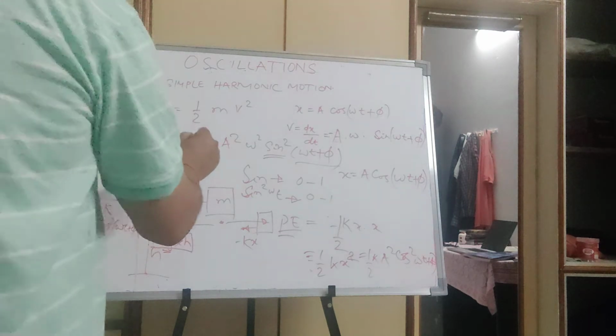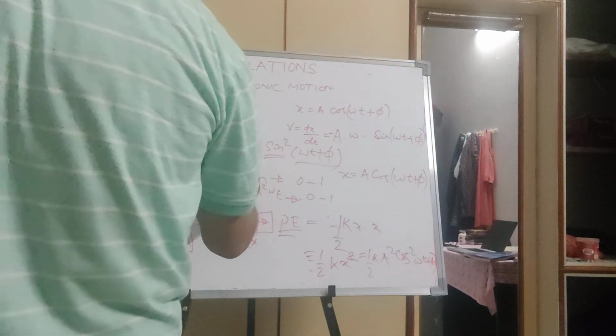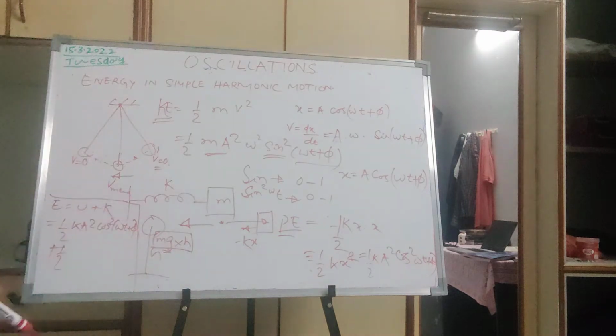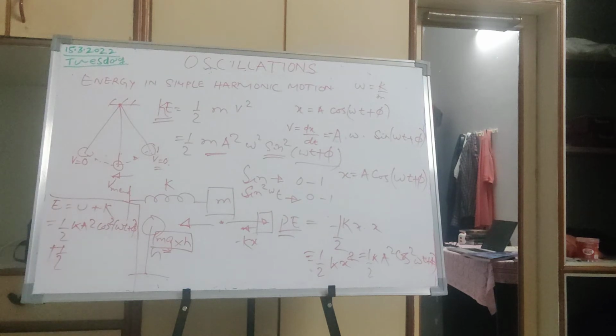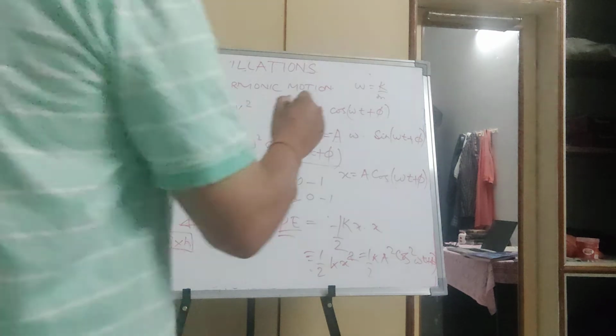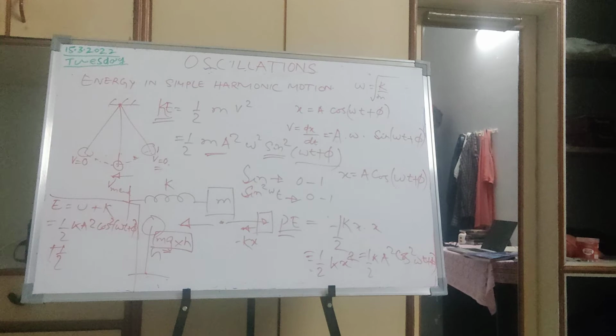So here, in place of m omega square, what is m omega square? So m omega square is equal to k actually. How? Because omega is equal to square root of k by m. We have studied that omega is equal to square root of k by m. We have already discussed.